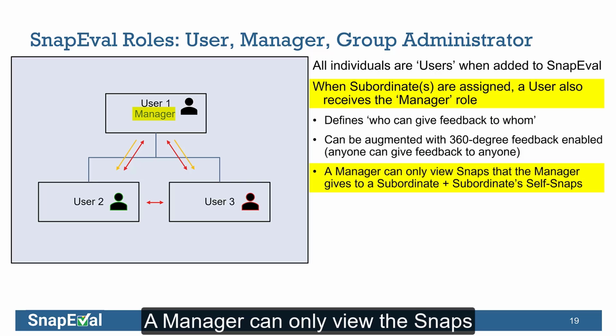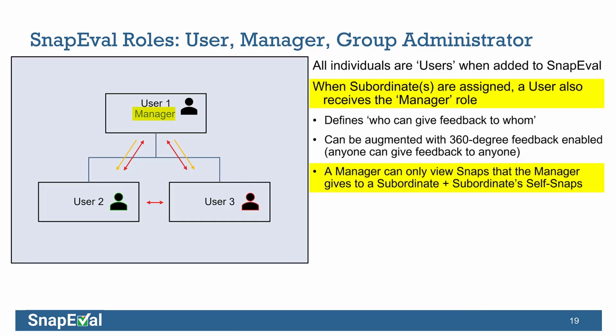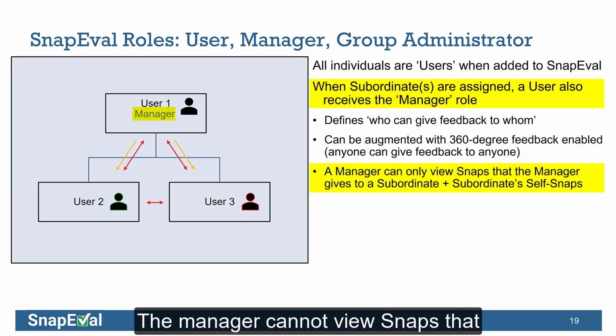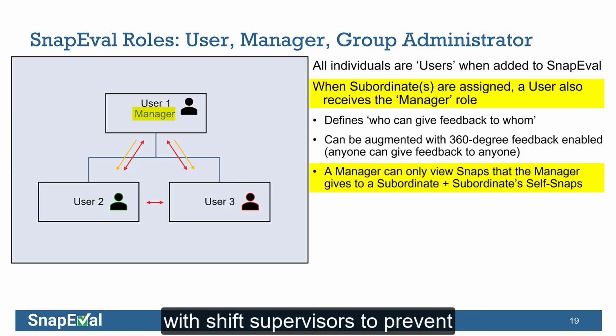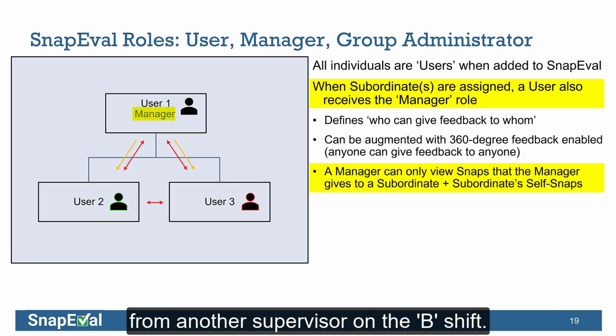A manager can only view the snaps that the manager has created for their subordinates, plus any self-snaps that the subordinates have created. The manager cannot view snaps that their subordinates have received from other managers or peers if 360-degree feedback is enabled. This restriction enables organizations with shift supervisors to prevent these supervisors from viewing feedback from other supervisors. For example, a supervisor for an employee on the A shift can't view the feedback that the employee received from another supervisor on the B shift.